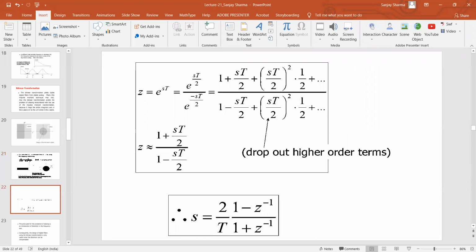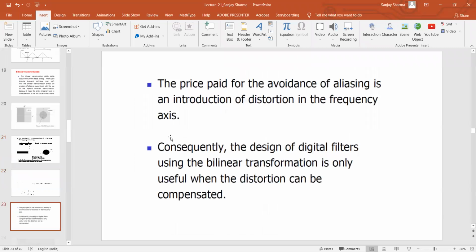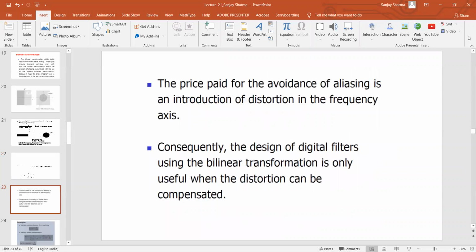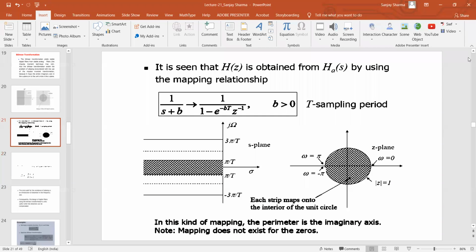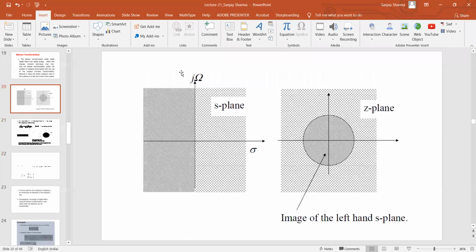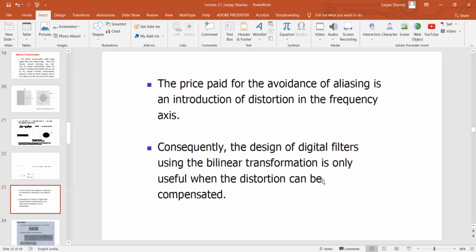This is the bilinear transformation. s is equal to 2 by T, (1 minus z to the power minus 1) divided by (1 plus z to the power minus 1). Now, the aliasing is avoided definitely because the complete j omega axis will be mapped inside the unit circle. The price paid for the avoidance of aliasing is an introduction of the distortion in the frequency axis.